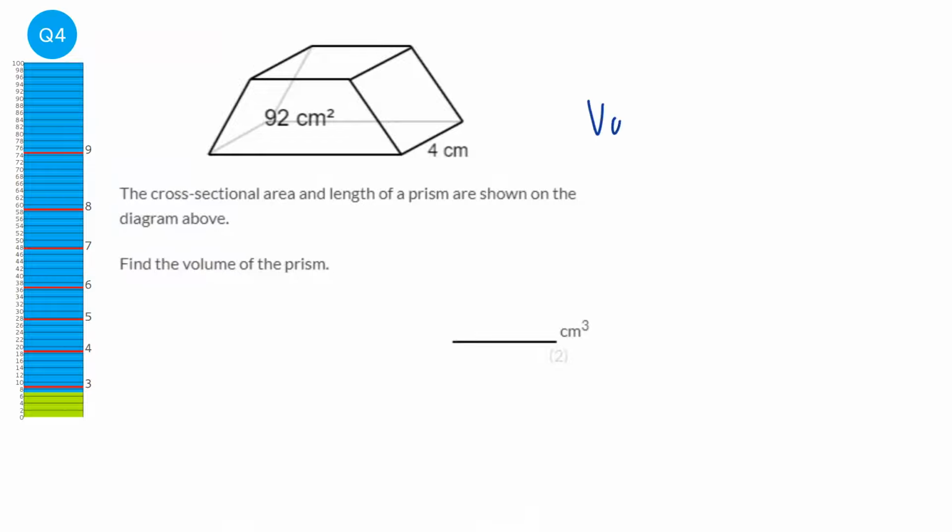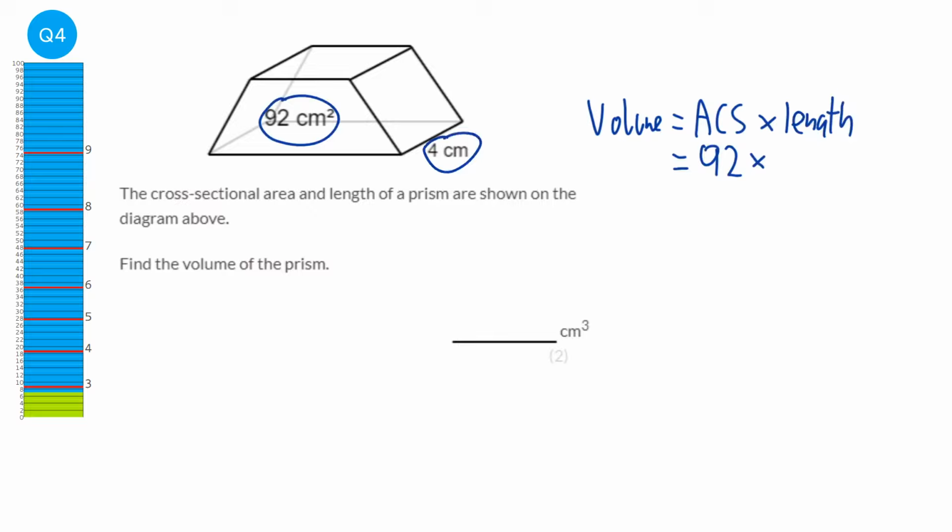The volume of any prism is found by working out the area of the cross-section and timesing it by the length. So we're given the cross-section here is 92, and the length is basically how 3D the prism is, so that's going to be times 4. So that's going to be 368, so 368 centimeters cubed.